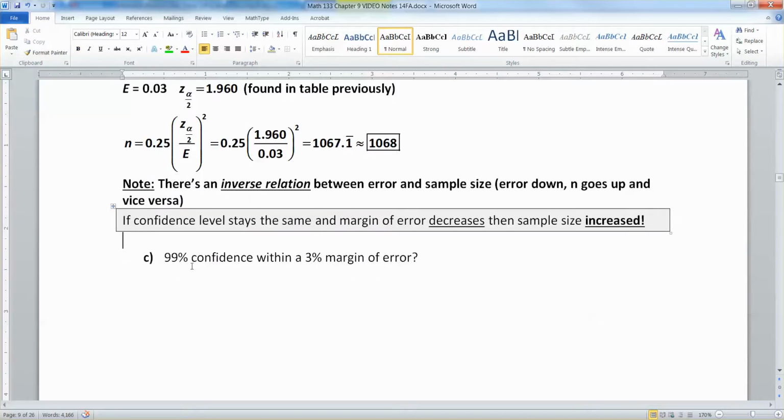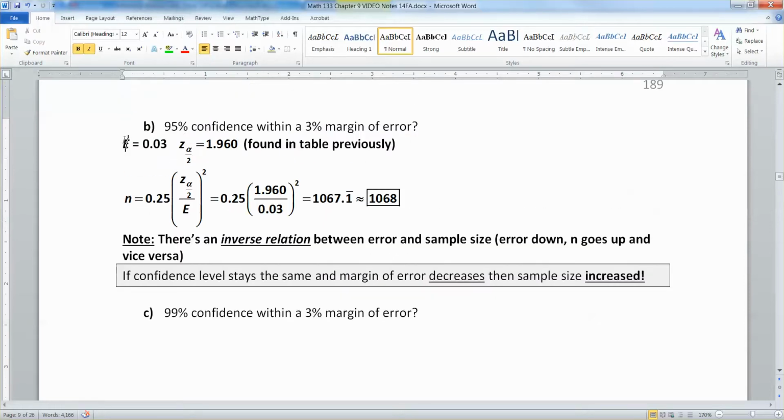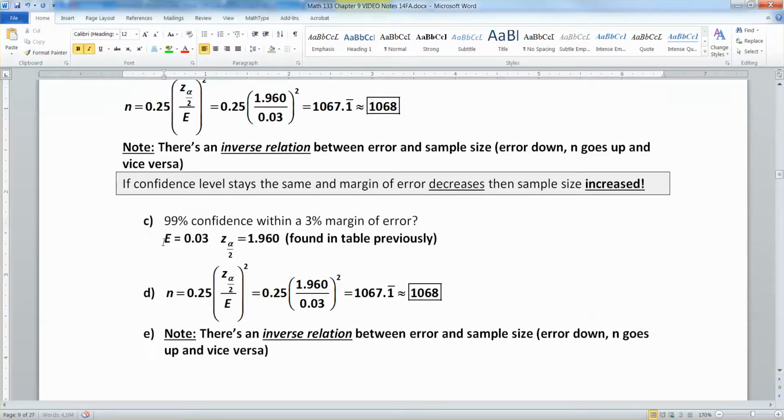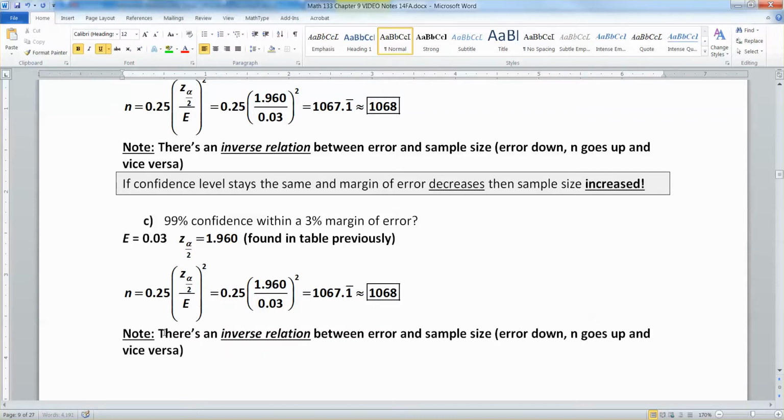All right, now what if I leave my 3% margin of error this time? So I'm leaving my error alone, but now I'm increasing my confidence level. So I'm changing it from 95% to 99%. Okay, so error is now 0.03, but what's that going to do to my n value?